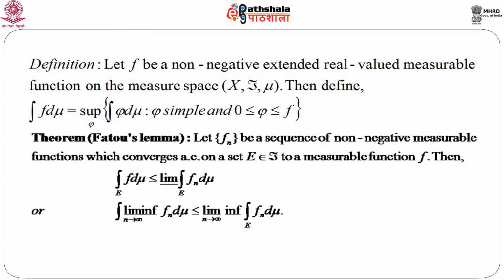And we also have learnt Fatou's lemma, which deals with the sequence of functions as well as the sequence of integrals of the sequence of functions. Let f n be a sequence of non-negative measurable functions which converges almost everywhere on a set E that belongs to script F to a measurable function f. Now, note that both the sequence f n and f must be measurable. Then the integral over E of f d mu is less than or equal to the lim inf of the integral over E of f n d mu. We can take this limit inside the integral sign, that is nothing but f.